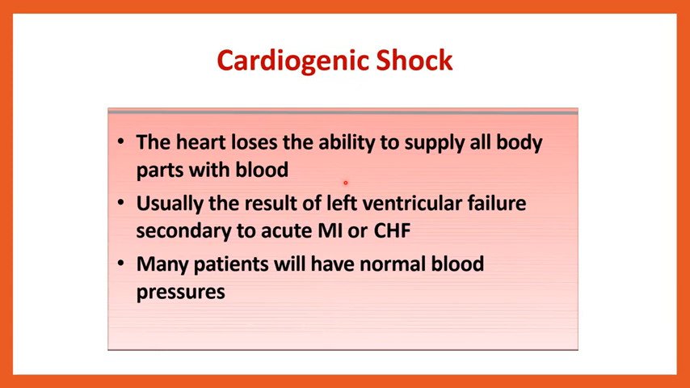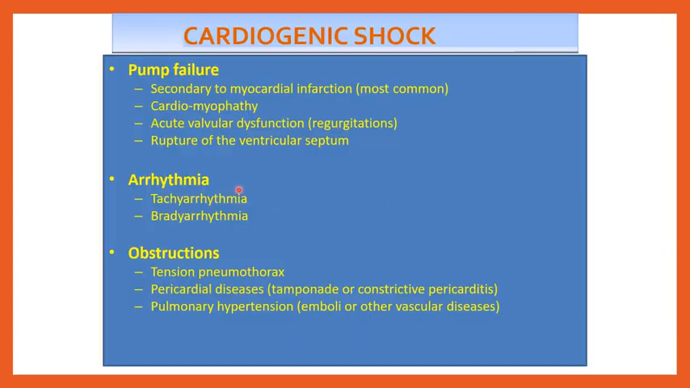Because of cardiac abnormalities like acute MI or heart failure, there will be left ventricular failure to pump the blood to the systemic arteries, that is, the aorta, descending aorta, and then the peripheral systemic arteries. So the patients will have normal blood pressures. The causes of cardiogenic shock are pump failure because of MI, cardiomyopathy, and valvular dysfunction, and arrhythmias like tachyarrhythmia and bradyarrhythmia, and obstruction because of tension pneumothorax, pericardial disease, and pulmonary hypertension. These will come under the obstructive type of shock.